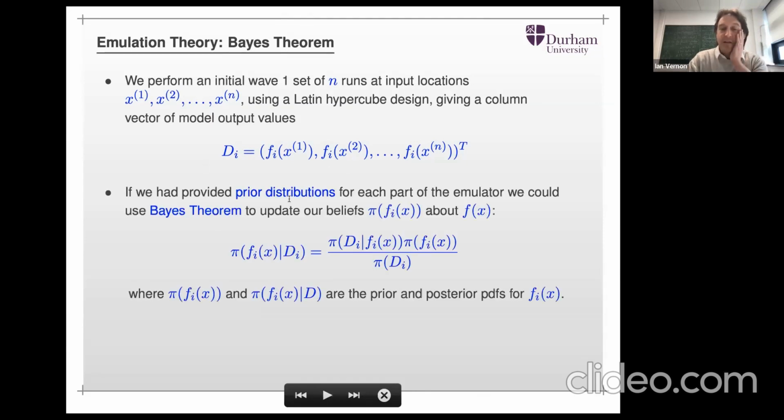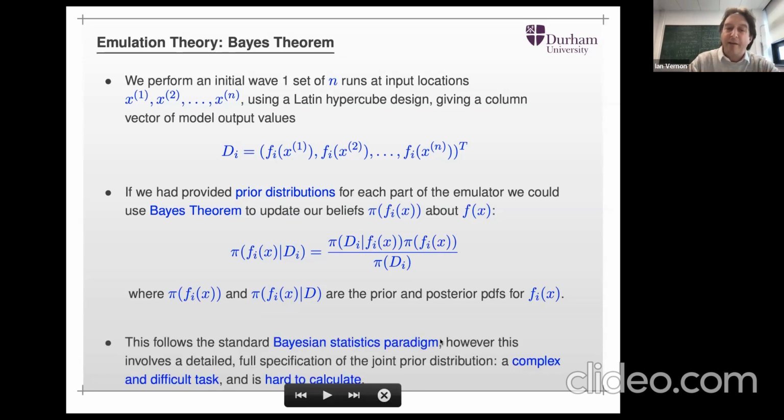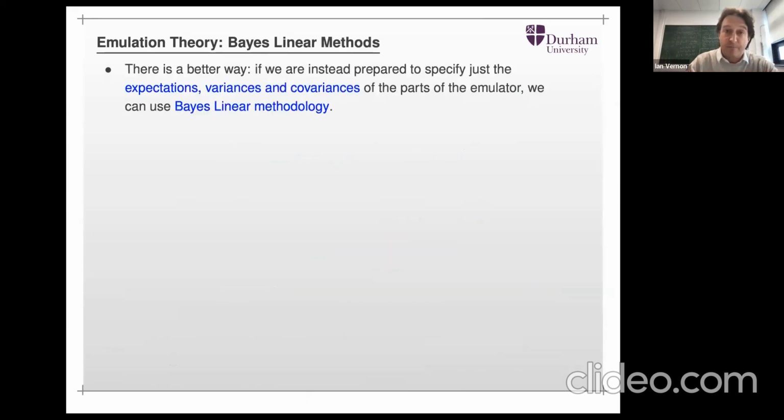Now, if we're full Bayesians, we can train our emulator using Bayes' theorem. I'm not going to dwell on these details, but that's Bayes' theorem there. You can use Gaussian processes, which is the full Bayesian equivalent, and that's all fine. However, often that involves a lot of complex specifications of the joint prior distributions over all of these things in your analysis, and that can be quite complicated and quite hard to justify robustness.